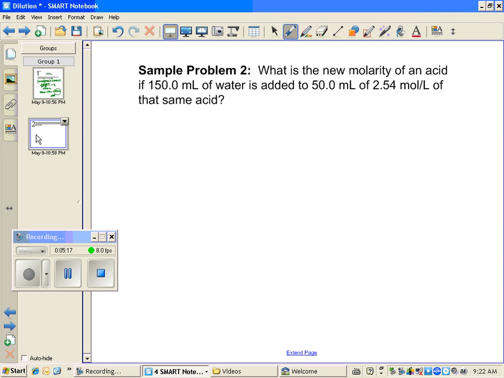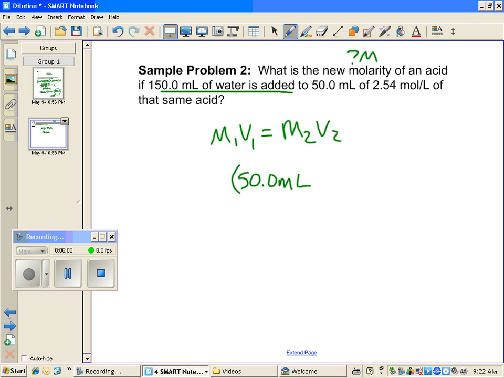All right. Now, here's a new example. What is the new molarity of an acid if 150 milliliters of water is added to 50 milliliters of 2.54 moles per liter of the same acid? Again, the formula is M1V1 equals M2V2. I'm looking for molarity. This molarity here, I don't know. This is how much water is added. That's not my total amount, that's how much is added. I'm starting with 50 milliliters of 2.54 molar.